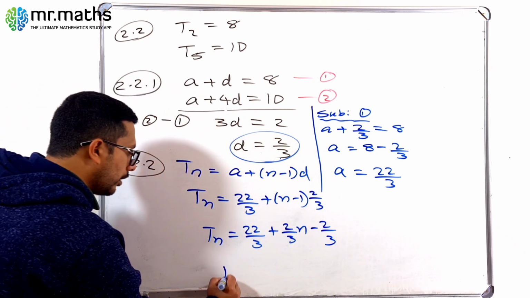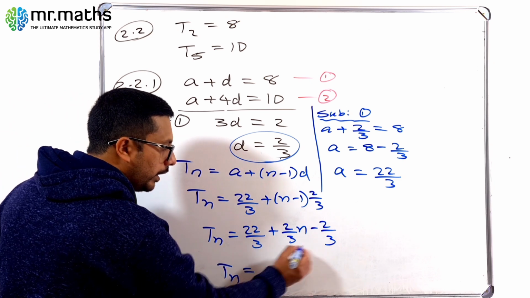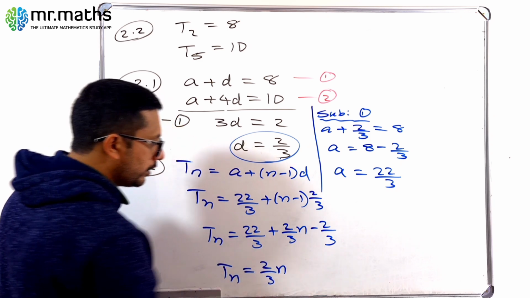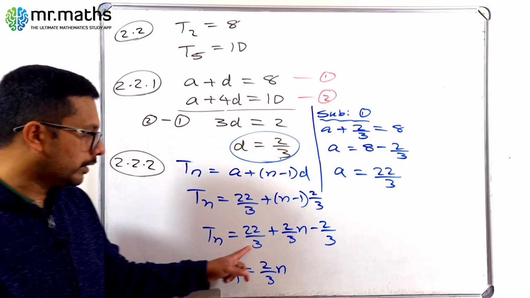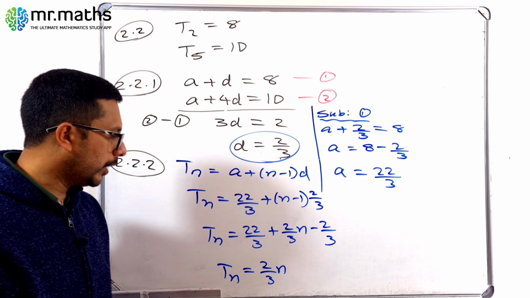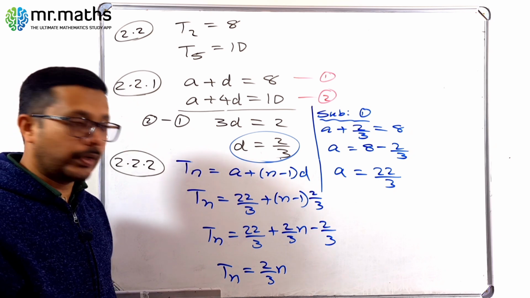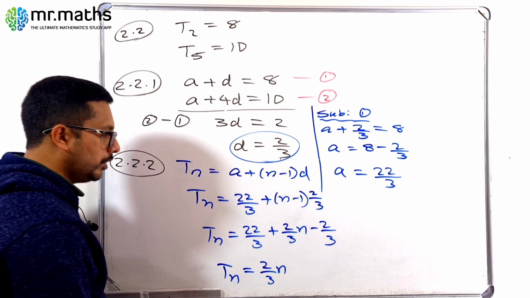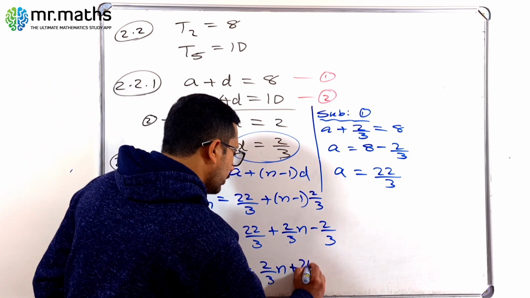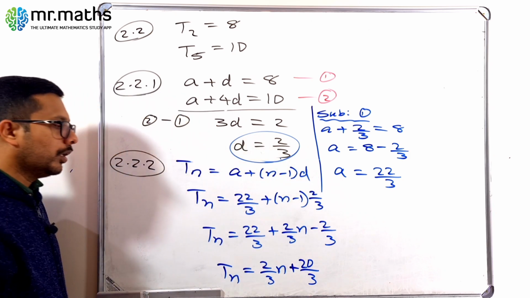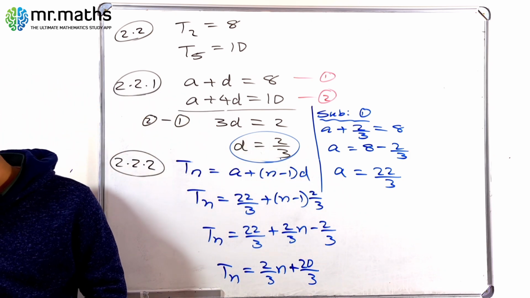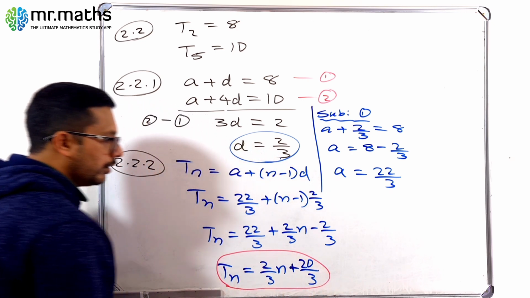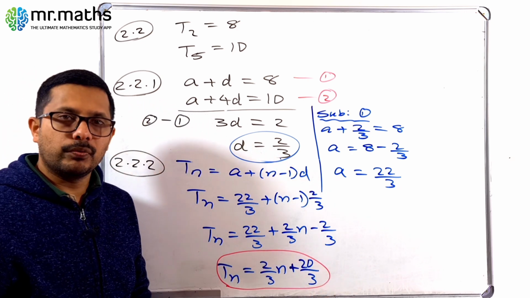So what is Tn now? Let's write the n term first, 2 over 3 n. Then take your calculator and find the answer of this: 22 over 3 minus 2 over 3. Don't make any mistake, just use your calculator and find the answer quickly. Here the denominator is the same, so 22 minus 2 is 20 over 3. So now we got an expression for Tn. Tn is 2 over 3 n plus 20 over 3.